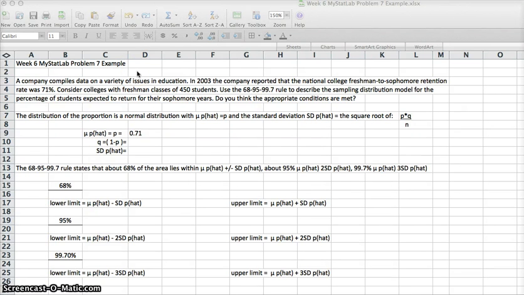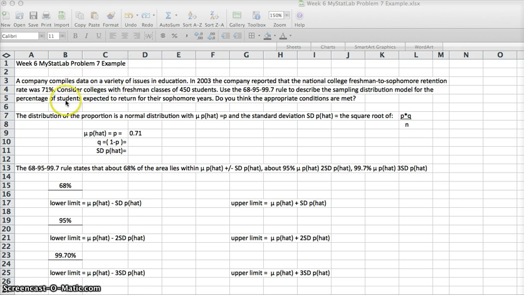Here's your week 6 MyStatLab problem 7 example. A company compiles data on a variety of issues in education. In 2003, the company reported that the national college freshman to sophomore retention rate was 71%. Consider colleges with freshman classes of 450 students. Use the 68, 95, 99.7 rule to describe the sampling distribution model for the percentage of students expected to return for their sophomore years. Do you think the appropriate conditions are met?